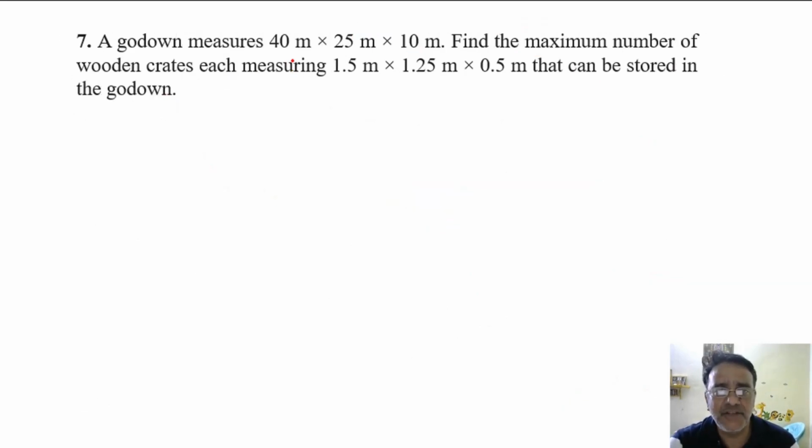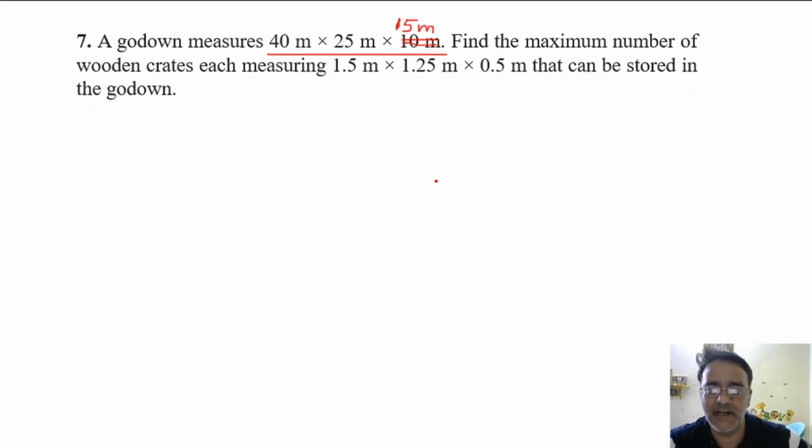A godown measures 40 meter into 25 meter into 10 meter. Find the maximum number of wooden crates. Wait, one correction is there. If you have the old book, you have to correct it to 15, because I have taken this from the old book. There is a correction in the old book, because in the new NCERT book it has been corrected as 15 meter. Find the maximum number of wooden crates, each measuring 1.5 meter into 1.25 meter into 0.5 meter, that can be stored in the godown.